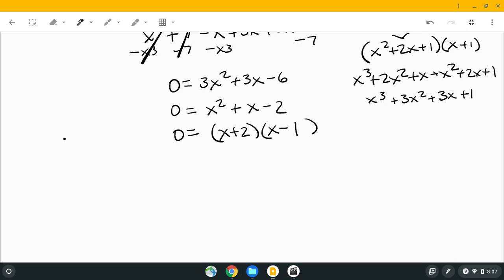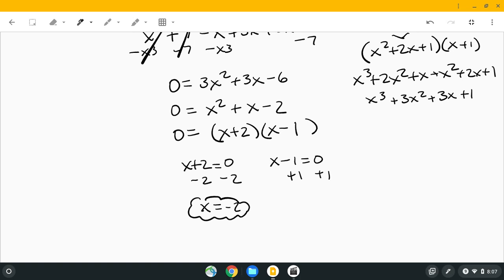Take each factor and set it equal to 0. Solve. So x equals negative 2. Add 1: x equals 1. But we have to check.